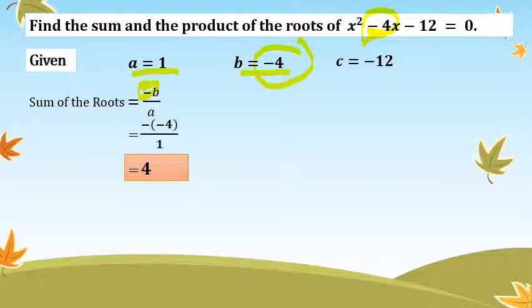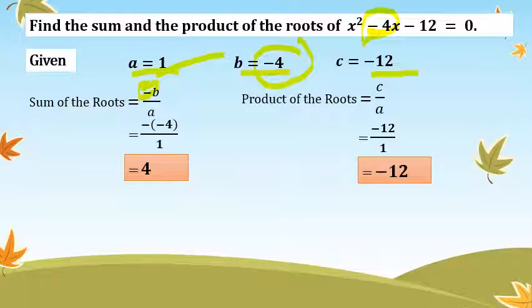For the product of the roots, C over A. Palitan natin ang C ng negative 12, ang A ng 1. So, we have negative 12 over 1. Negative 12 divided by 1, the answer is negative 12. Okay? Hanapin natin ang roots para ma-check natin ang sum and product of the roots.